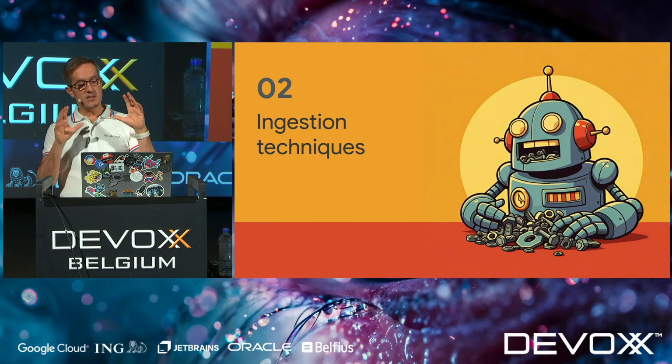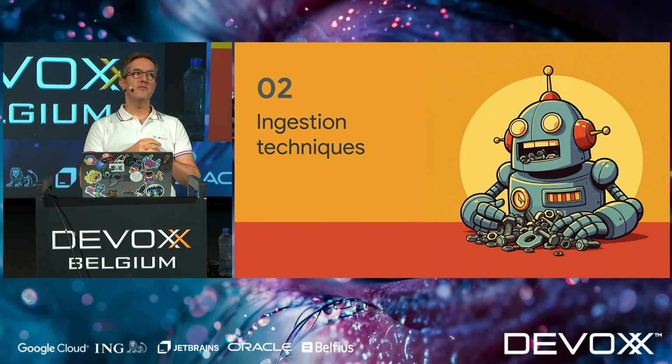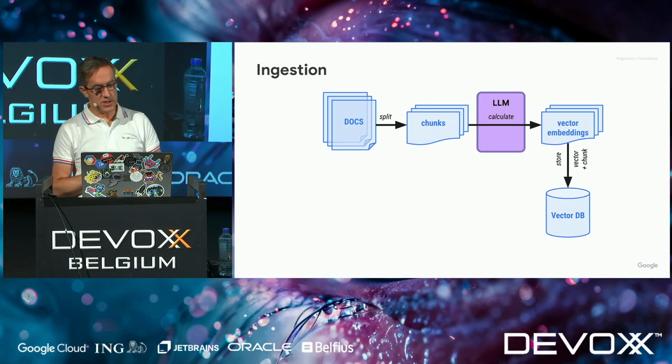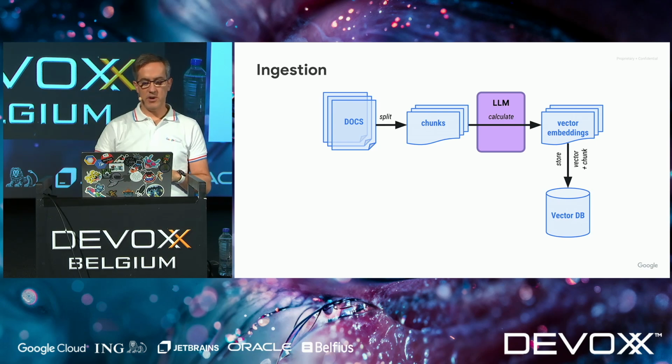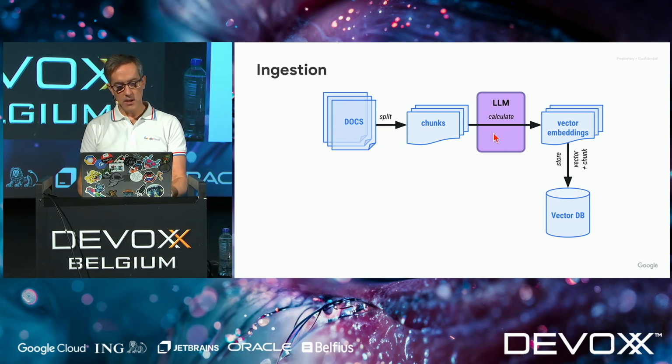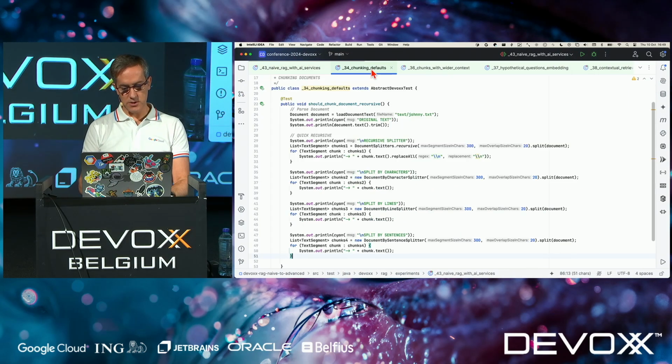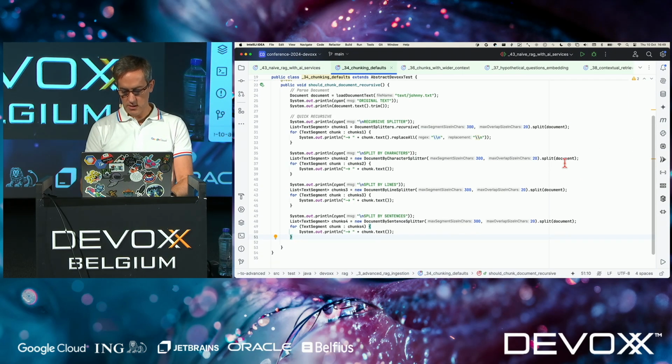So let's have a look at the first phase, the ingestion phase, and some techniques that we can use there. So the ingestion, that's just the top part of our diagram. Can we improve this part, the chunking part? Maybe I can show you first the default chunking strategies.